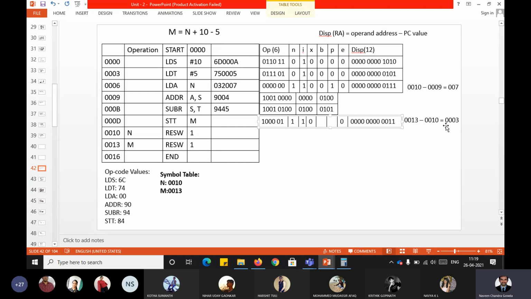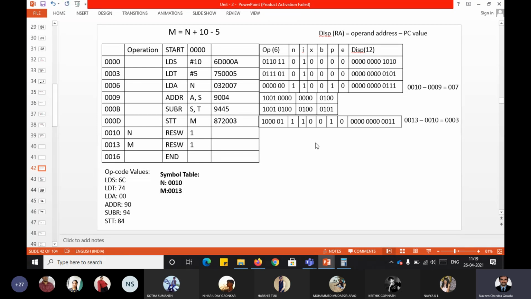Again, the same way, is this 0003 within the range of 2047? Is it less than 2047? Definitely yes. And for finding this displacement, the relative address, I made use of PC, so I will set p as 1 and b as 0. Based on this, what is the object code you get? Here it is 8, followed by 0111, which is 7, followed by 0010, which is 2, followed by 003. That's the object code for this instruction, which is STT M.